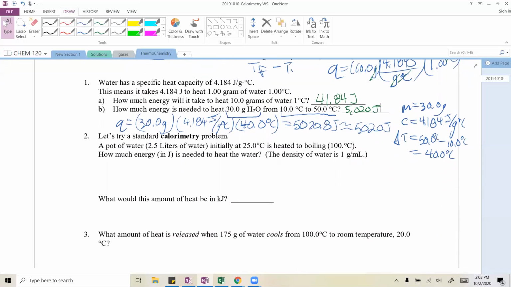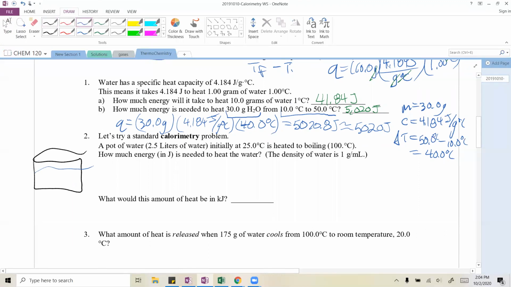Now, a standard problem might be when we have a pot of water, which is 2.5 liters of water, initially at 25 degrees Celsius, and we heat it to boiling. And so we want to know how much energy is needed to heat that water. So it gives us some different information here. So we can imagine that we have this pot. It's on the stove, so we're adding some water to it.